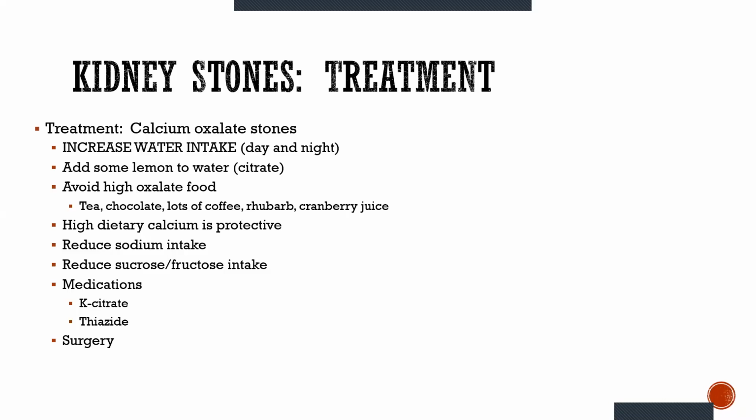If they really want to prevent their stones, they may also have to be peeing at night. Adding some lemon to their water will give them some more citrate. So that's a good way to prevent stones. I tell them to drink lots of water and squeeze some lemons in there. Avoid high oxalate. So all the good things in life, tea, chocolate, high amounts of coffee, rhubarb, cranberry juice, and there's a number of other things. Everything in moderation, though. I don't tell them to remove everything good from their life.